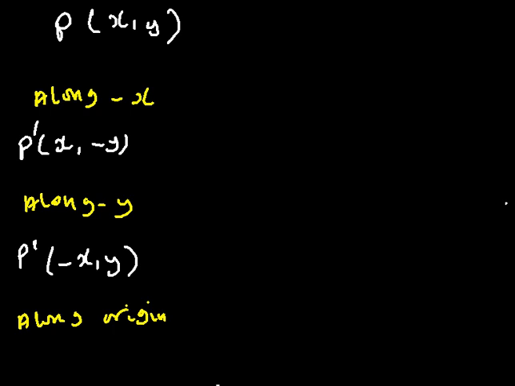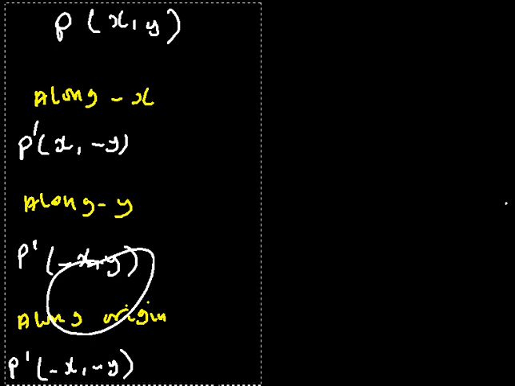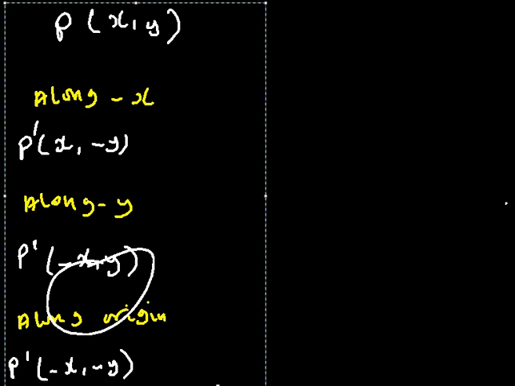The reflection of a point B is more associated with negative x, negative y. So this is how you have to understand the reflection of points. Let's have the following problems. Determine the reflection of the following points along x, y, as well as the origin.